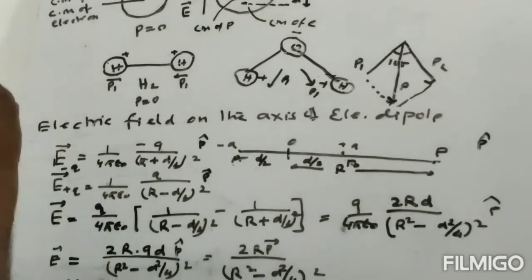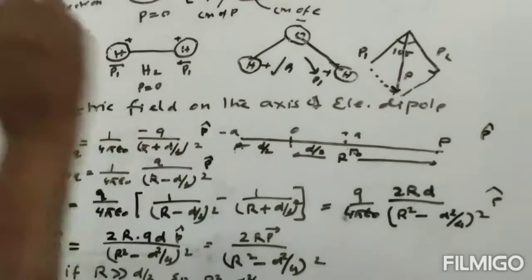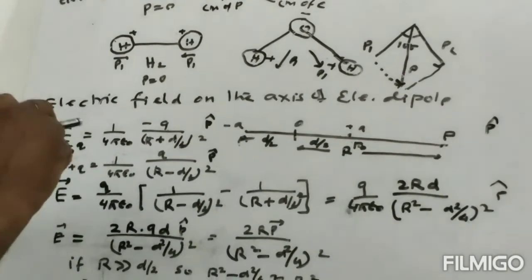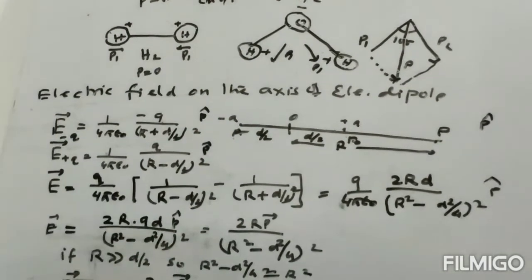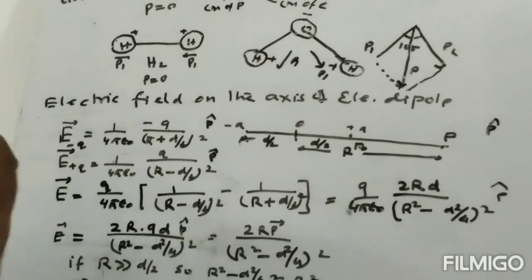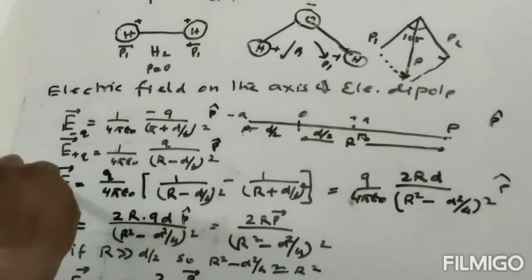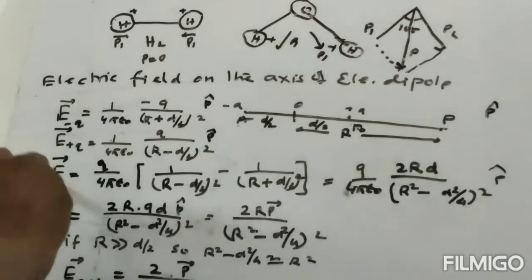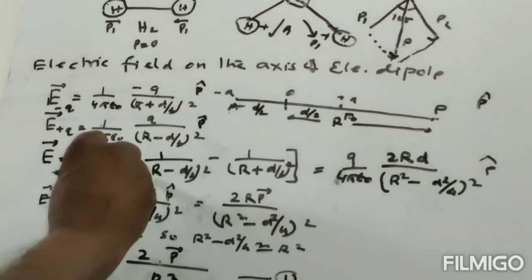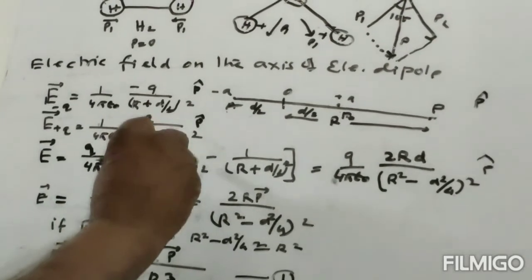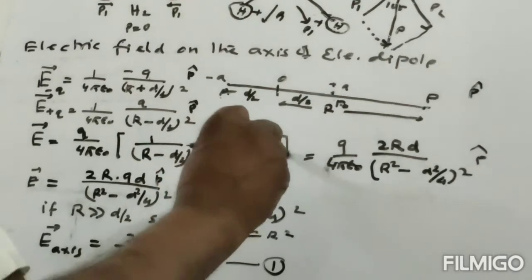This is equal to 1 by 4 pi epsilon 0 Q divided by (R minus d by 2) whole square. The direction of both is in the direction of P. So total electrical field at point P will be equal to the sum of these two fields. So E will be equal to Q divided by 4 pi epsilon 0 times 1 divided by (R minus d by 2) whole square minus 1 by (R plus d by 2) whole square.